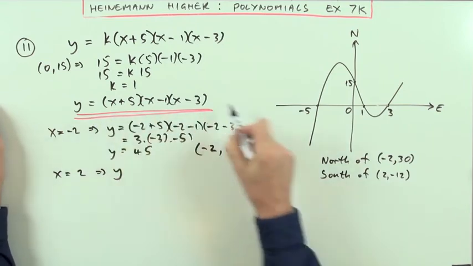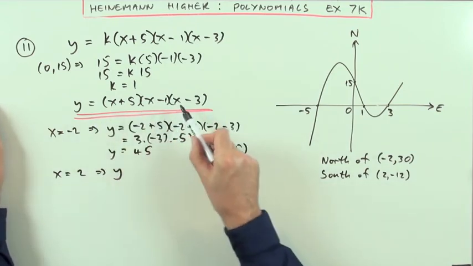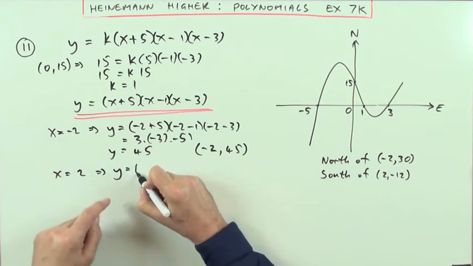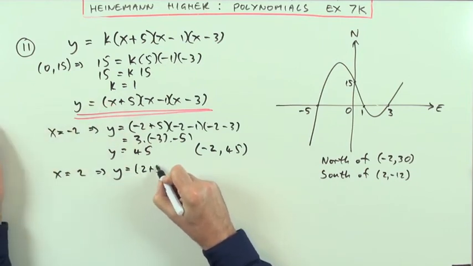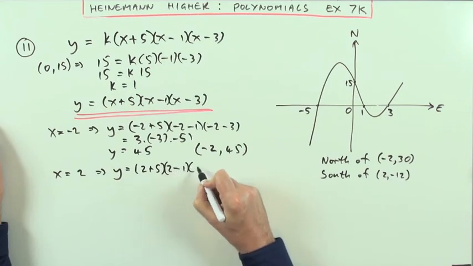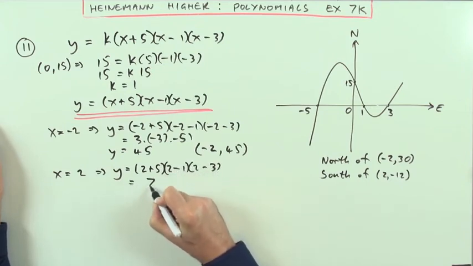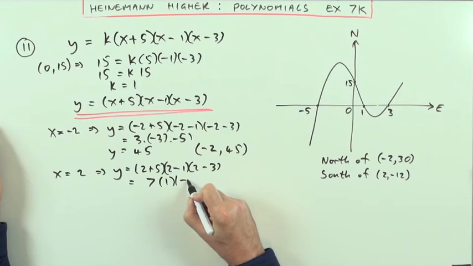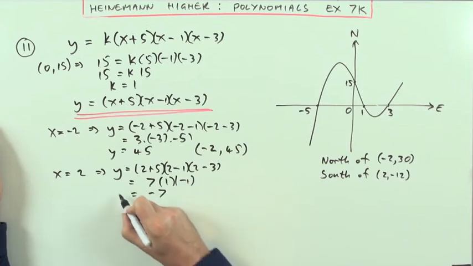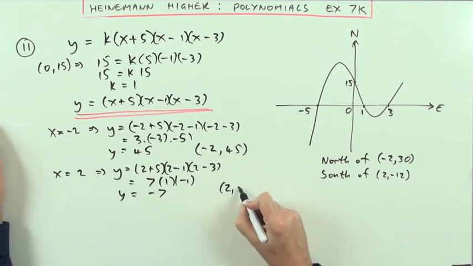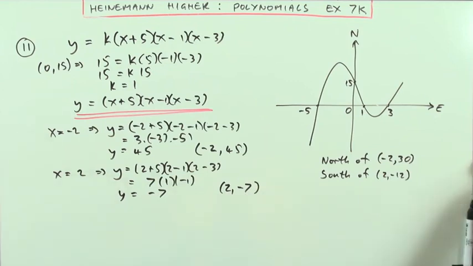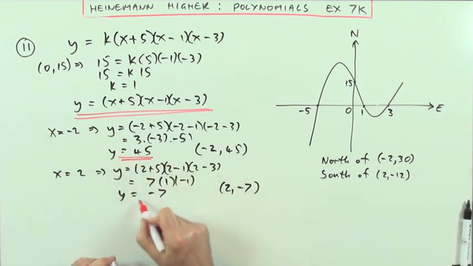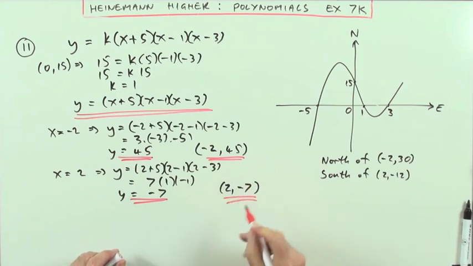What happened at x equals 2? Well, same again, I don't need to expand that to evaluate it. It's actually better in this factorised form, because I'm going to have 2 plus 5, 2 take away 1, and 2 take away 3. That's going to be 7 times 1 times -1, which is only -7. So it passes through the point (2, -7). And that's all I need to see if the conditions have been met.